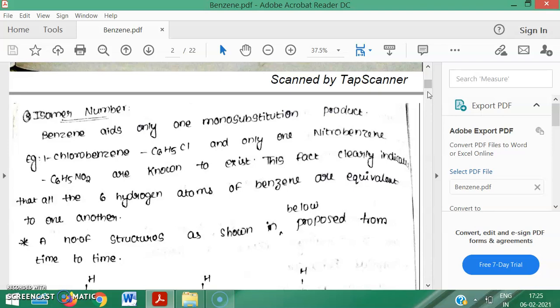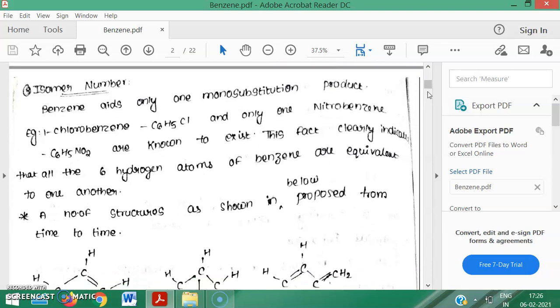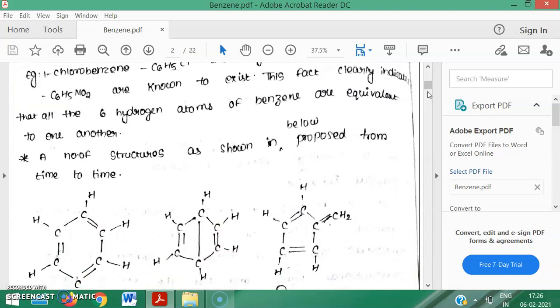If you take benzene in a test tube and add chlorine, if it undergoes addition, it can give one product, and if it undergoes simple alkane substitution, it can give dichlorobenzene, like that. But it is always giving only one chloro substituted benzene. That indicates that all the hydrogens are the same. In the benzene ring, all the hydrogens are the same. So according to that, they proposed some structures like this.